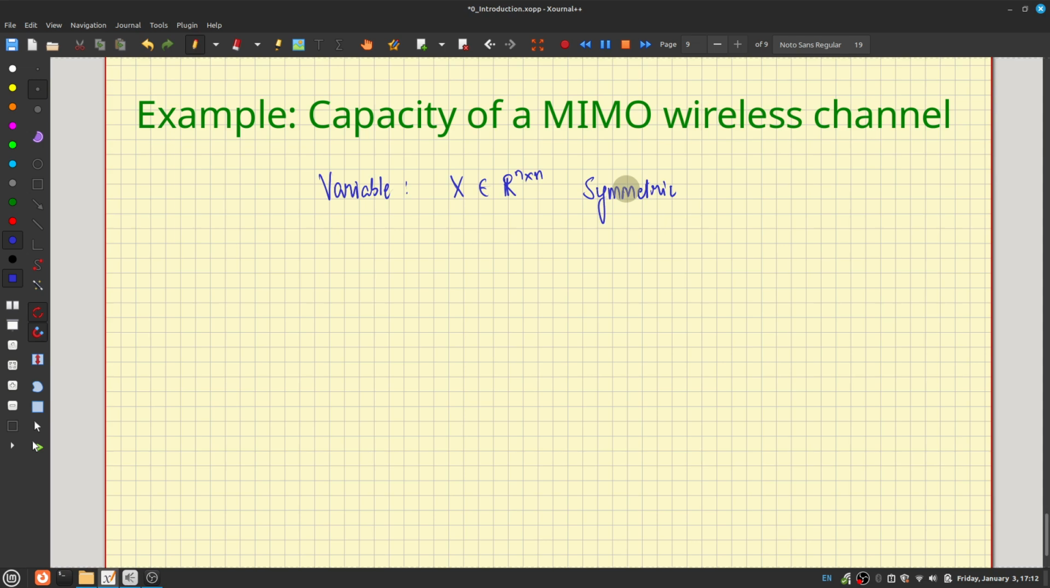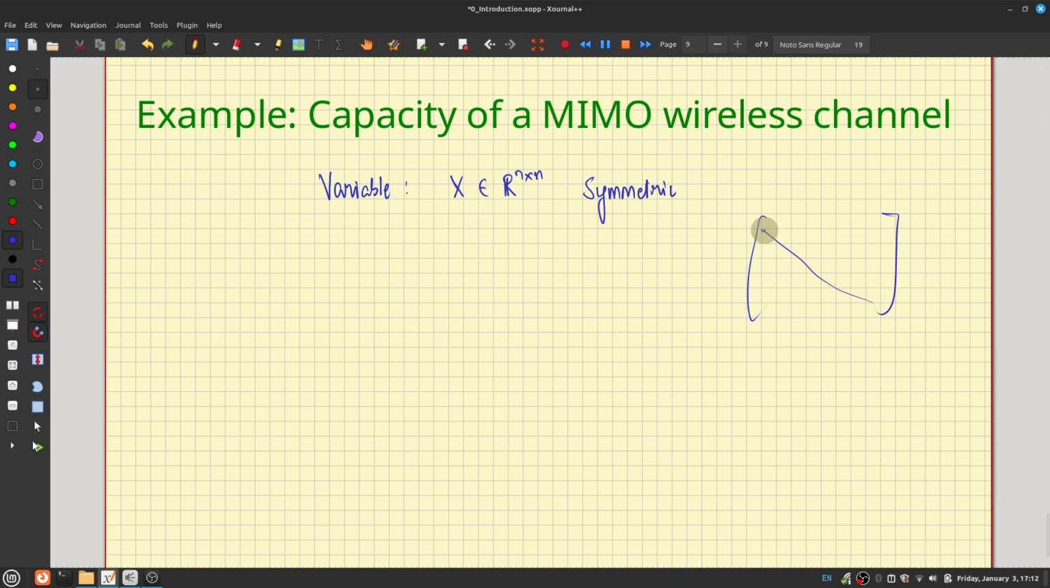Okay. So if I think of a symmetric matrix, how many independent variables does a symmetric matrix have? So I have an n by n symmetric matrix. How many independent variables are there? Yeah, n into n plus 1 by 2, right? Correct.